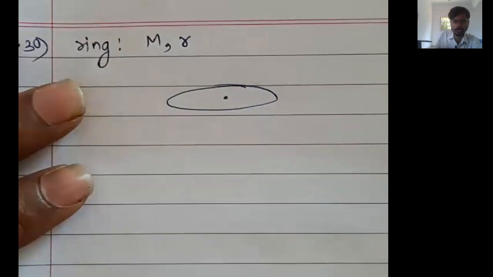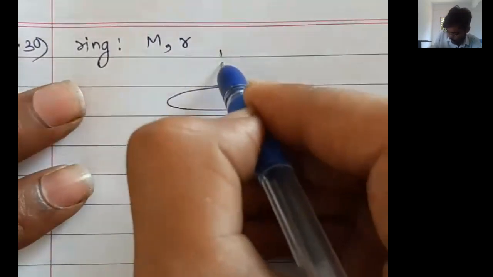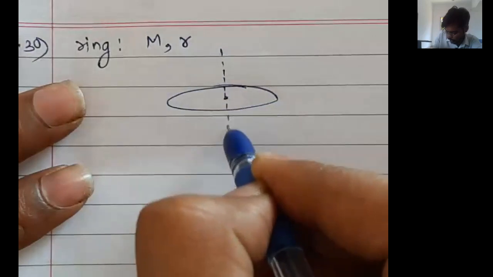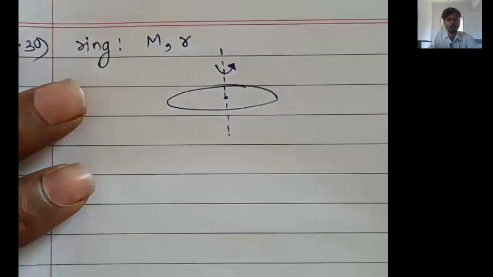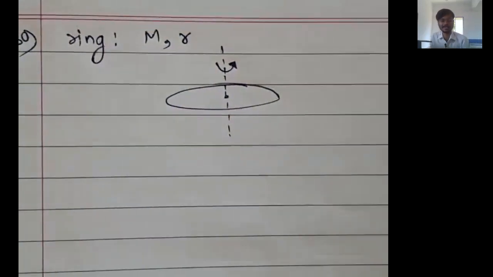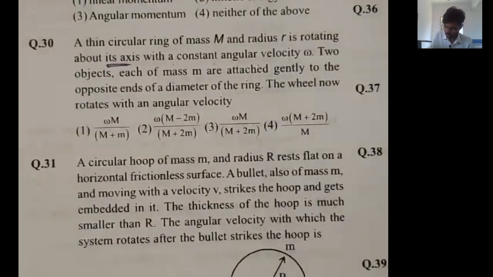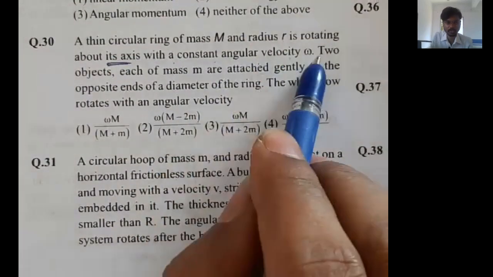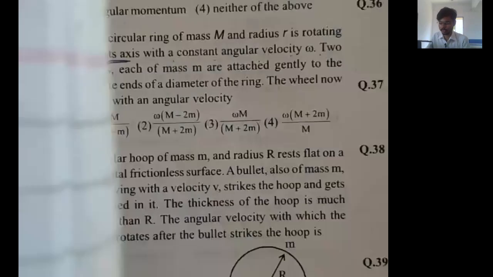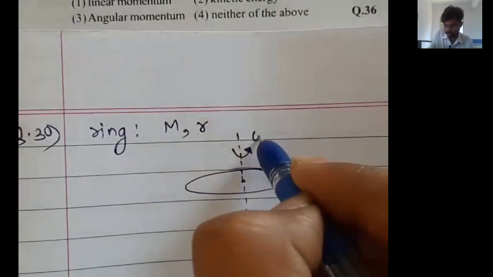What is the natural axis of the ring? Passing through the center and perpendicular to the plane of the ring. So in this way, you should learn to extract the data. Next, with constant angular velocity omega, or in general omega.